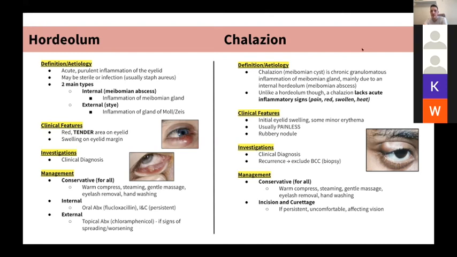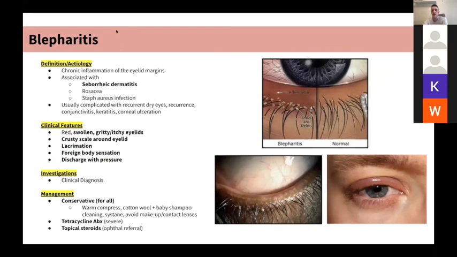In terms of a chalazion, it's not actually an infection, just more so a chronic granuloma occurring in the meibomian glands. And so they don't have those typical signs of inflammation like pain, redness, swelling, heat. It's just a long-standing growth. So it's not usually painful, but you do have a swelling and a lump that's quite obvious, and it's quite rubbery as well, and pretty much the same kind of conservative management, but you can also cut them out if they're annoying.